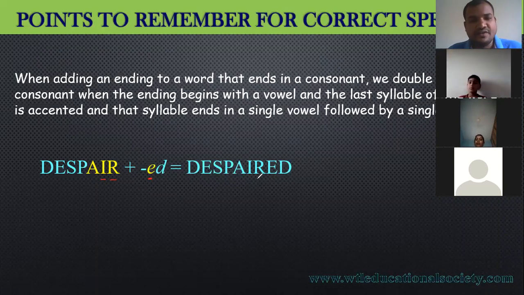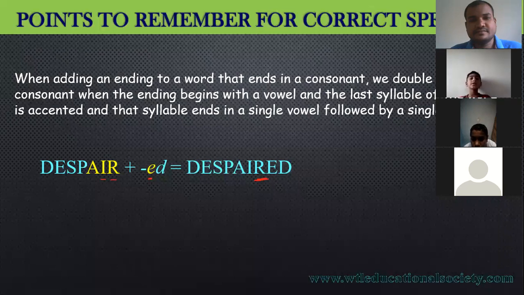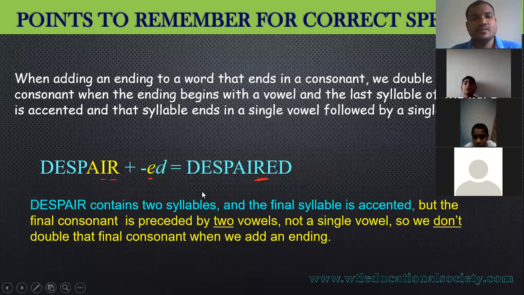despaired. We did not double the consonant. Why? Because before it there are two vowels. Very good. Despair contains two syllables and the final syllable is accented, but the final consonant is preceded by two vowels. So there should be only one vowel, but there are two vowels, not a single vowel. So we don't double the final consonant. Understood? Yes, sir. Very good.